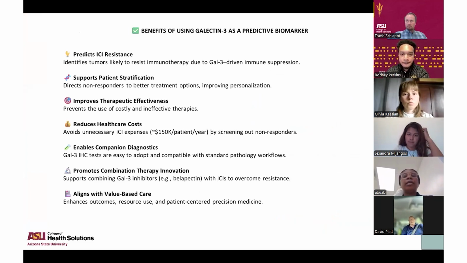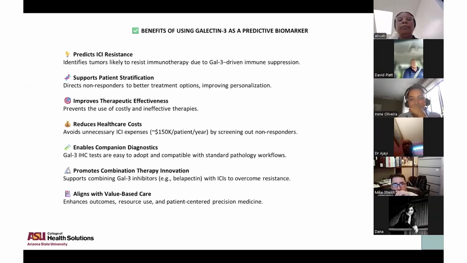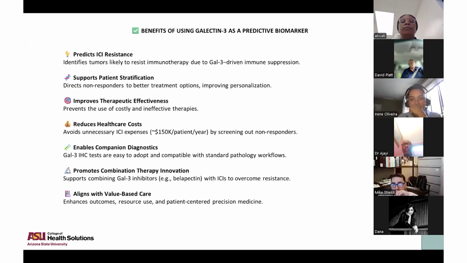So what are the benefits of using GAL-3 as a predictive biomarker? Okay, with the benefits of using GAL-3, we have a few different ones, and I put 7 here. So first, it can predict ICI resistance. When we have elevated galectin-3 expression, as Abisola was explaining, this expression inhibits the cytotoxic T cell activity and fosters an immunosuppressive tumor environment. It is also associated with reduced response to PD-1 and PD-L1 inhibitors in non-small cell lung cancer, melanoma, head and neck cancers, for example.